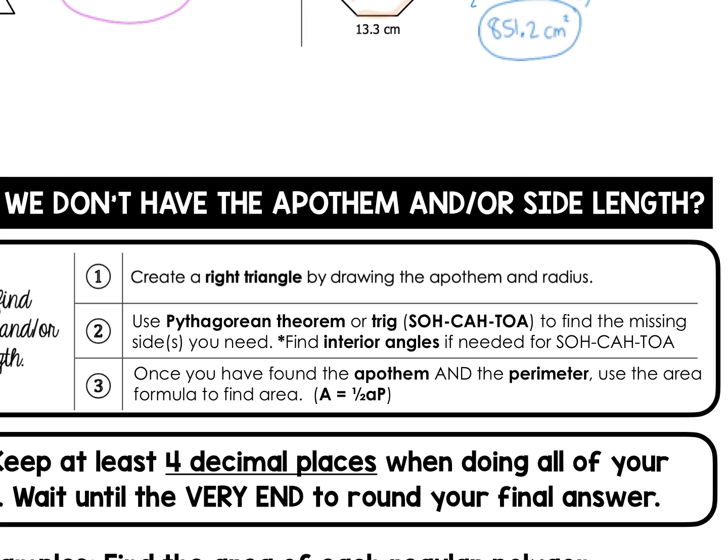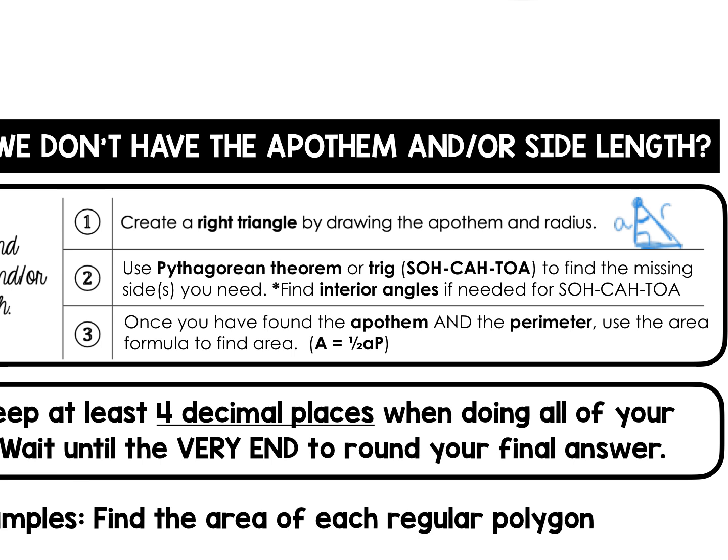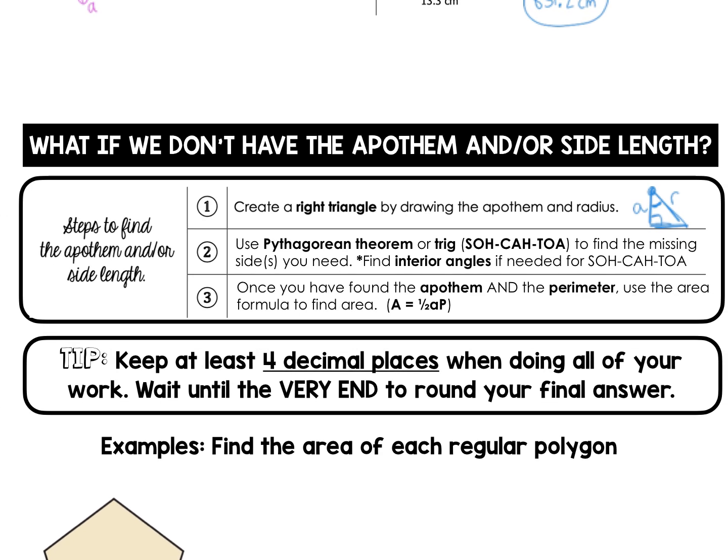apothem and the radius. We kind of did this on the first page, but this is the apothem and this is the radius. And then we can always find this angle by taking 360 divided by the number of sides, and then we actually have to take half of that, which I'll show you on the picture. Then you want to use the Pythagorean theorem or SOHCAHTOA. And then once you find the information that you need, you do 1/2 times the apothem times the perimeter again.